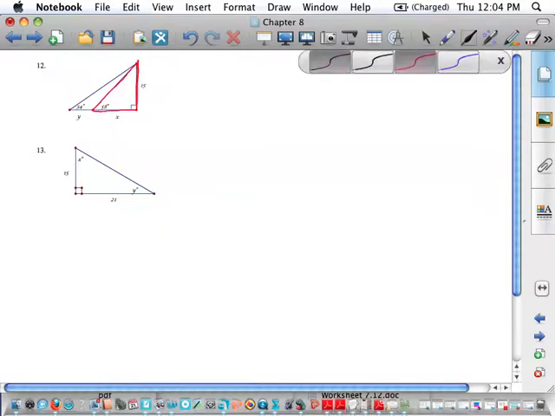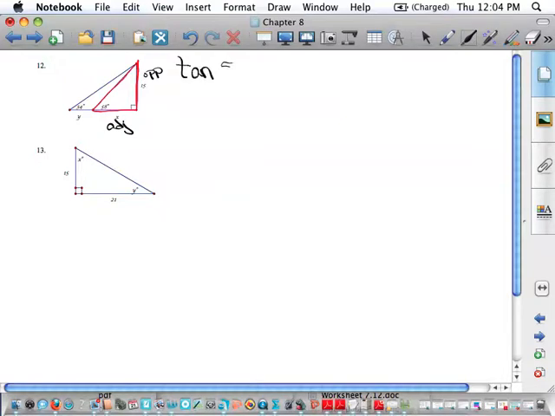Again, I have to identify my legs. I have the side opposite, I want the side adjacent, so that's tangent. So tangent of 58 is equal to 15 over x. The variable's down low, so they trade places, so x is equal to 15 over tan of 58. That tells me that that is equal to 9.4.